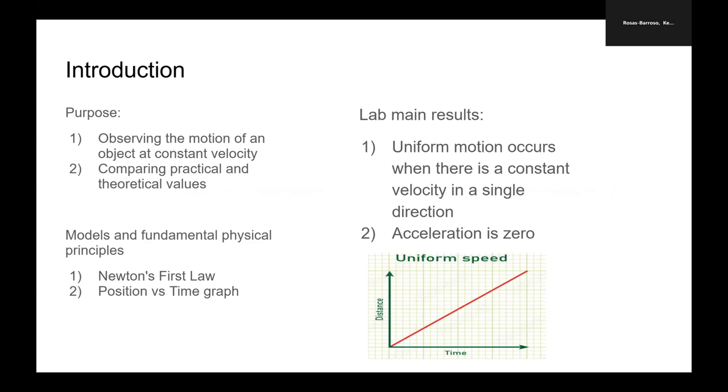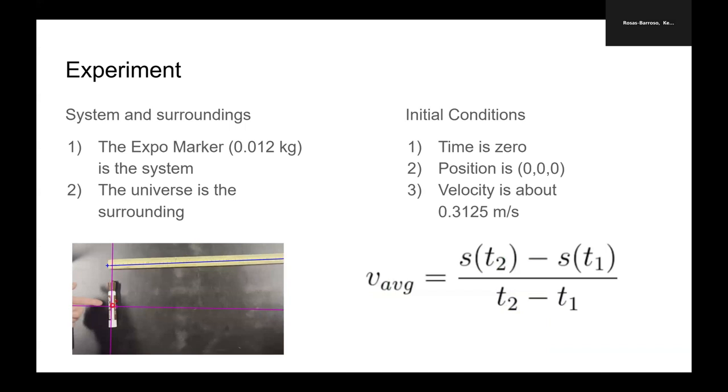So we find that uniform motion occurs when there's constant velocity in a single direction, which means that there's no acceleration occurring. The fundamental physical principles that support this statement are Newton's first law of motion and the position-time graph. So for this experiment, we gave an Expo marker an initial force in the positive x direction, and we see that it is traveling at what seems to be a constant speed.